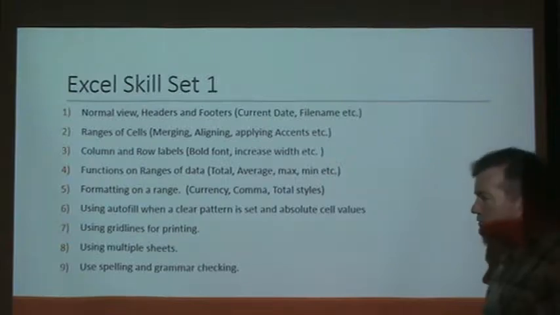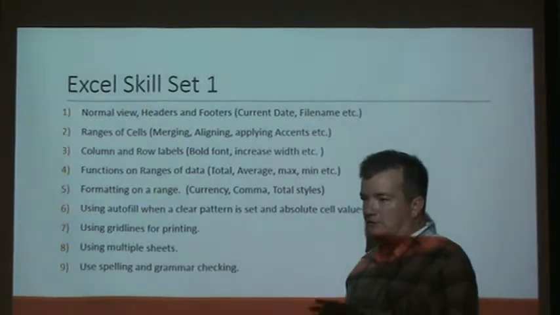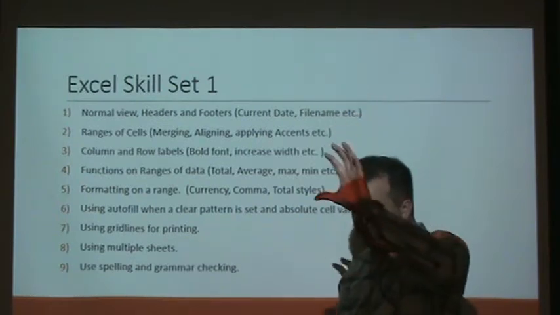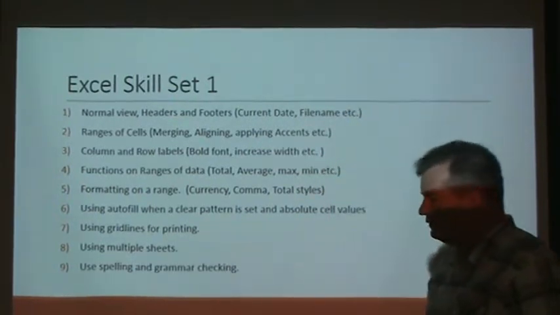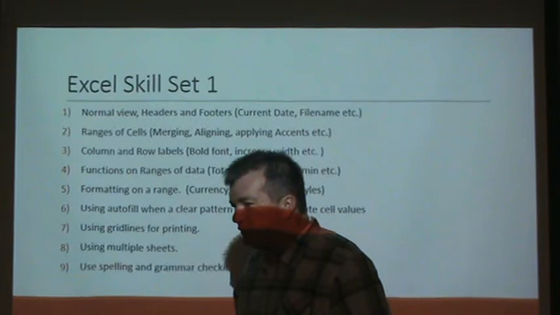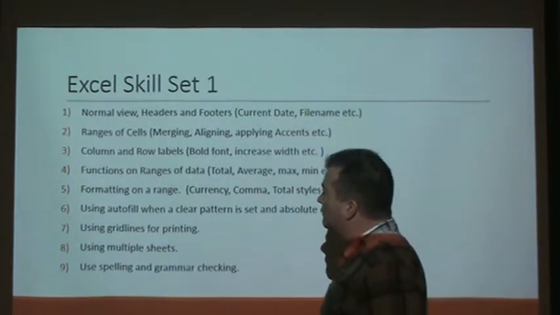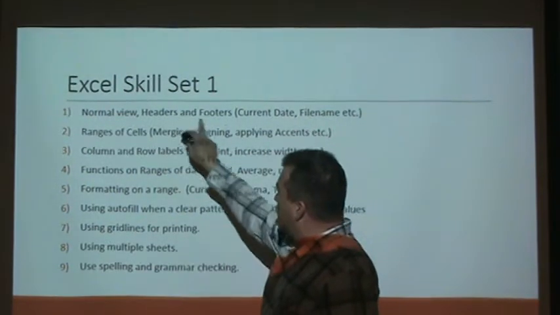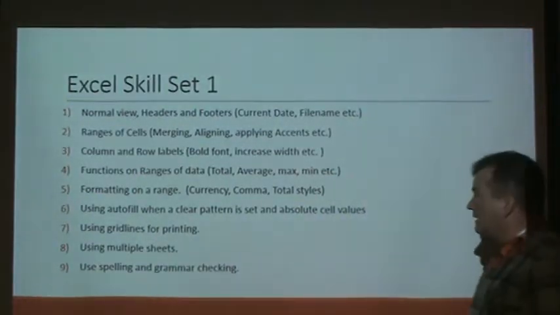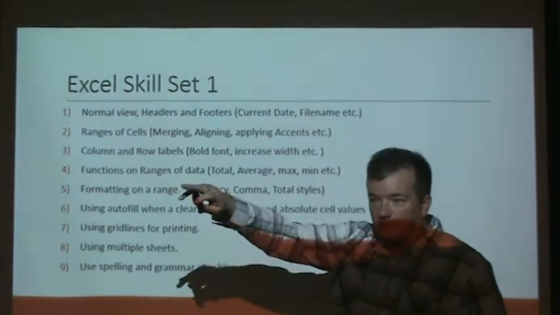So it follows the idea of Word that there's a normal view and there's ribbons across the top, and from the ribbons you can get sub-ribbons and find things to do with your Excel spreadsheet. But like I say, it's geared more towards computations. So we're going to go over the normal view. We can have headers and footers. We can do things like enter the current date, file name, very similar to what we've done with Word.